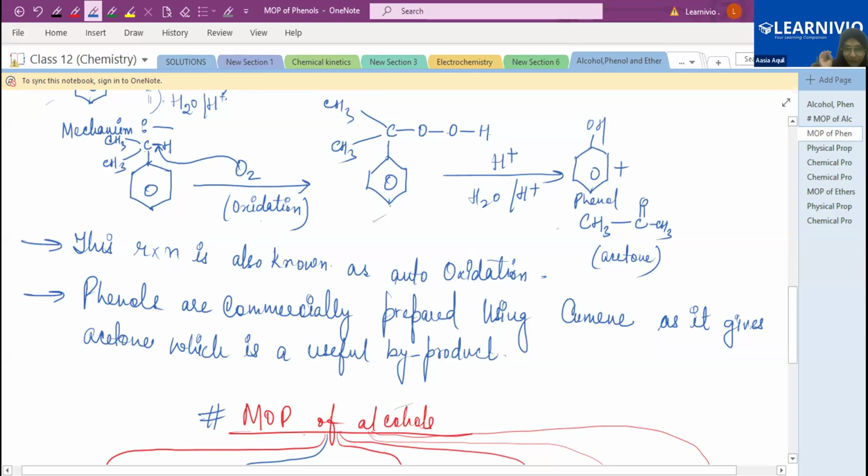After that, the second step will be acid hydration. When you use aqueous or dilute acid, it will give you H plus ion. Now this CH3CO group will be removed. You can see CH3CO, CH3. This is your acetone.